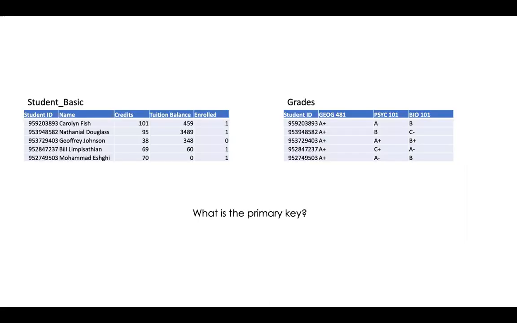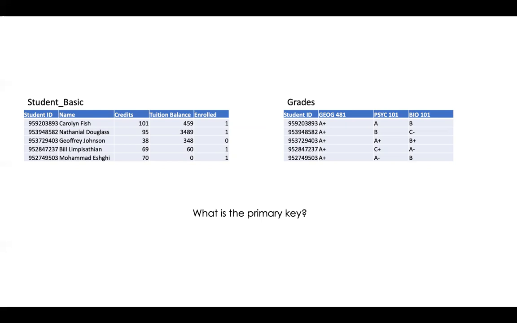Here we have two data sets. Our student basic data set, where we have student IDs, numbers, names, the number of credits those students have taken, the tuition balance that they owe, and whether they're enrolled this term or not. We also have our grades data set, where we just have student IDs, no names, but the grades for Geography 481, Psych 101, and Bio 101.